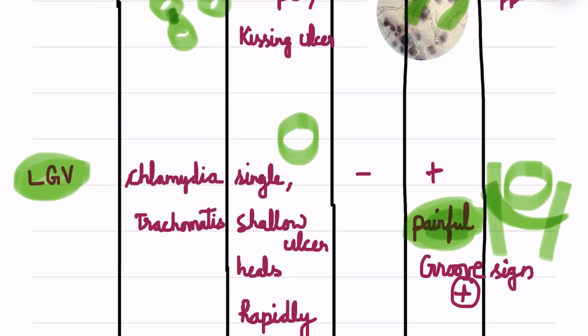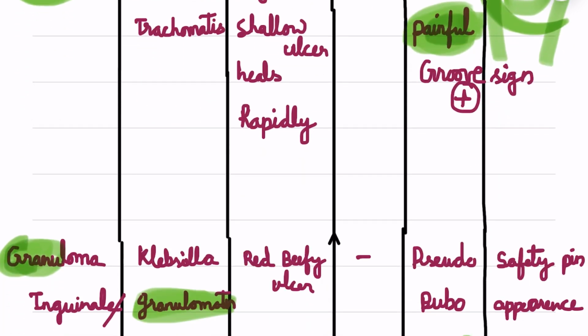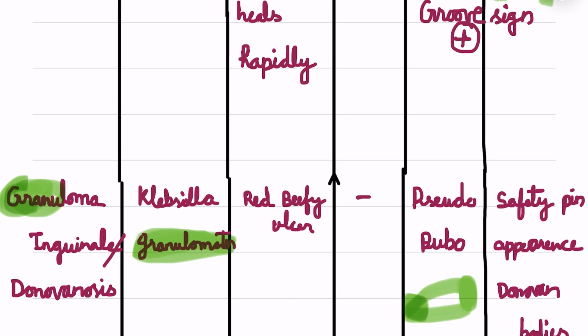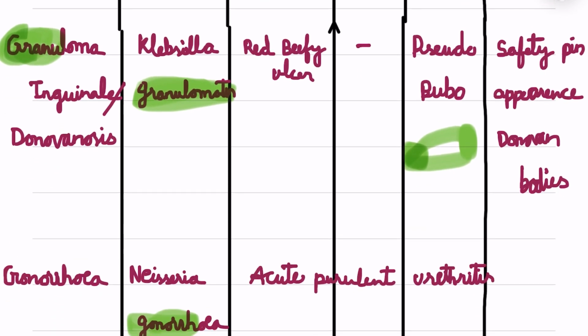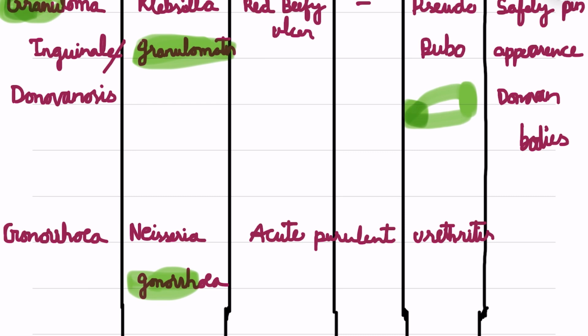And in case of LGV, the ulcer is healed and not seen, whereas only a painful lymph node is present, then it is called LGV. And in case of granuloma inguinale, the ulcer will be red colored but not painful, with pseudo lymph node enlargement. Then it is called granuloma inguinale or donovanosis. When the patient presents with urinary tract infection symptoms, then it may be due to gonorrhea.